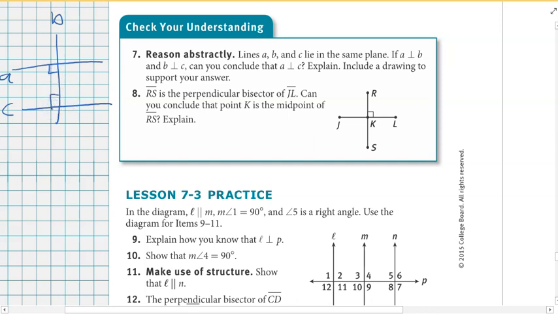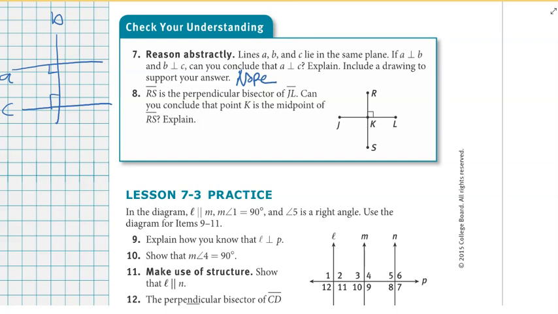Can we conclude that A is perpendicular to C? Definitely not. Based on the drawing, it looks like they're parallel, not perpendicular. So, nope. They would be either coinciding and be the exact same line on top of each other, or they would be parallel to each other.